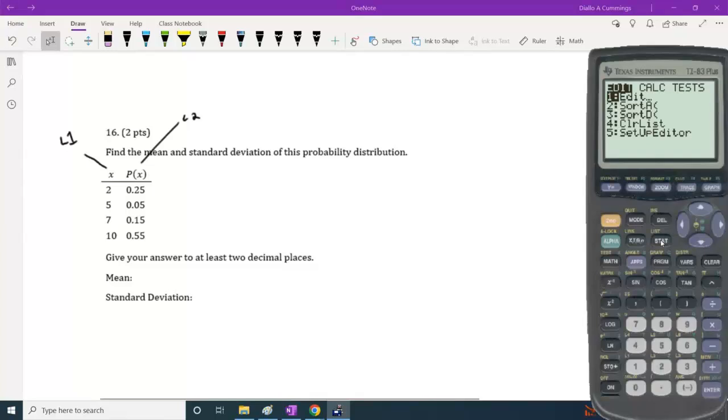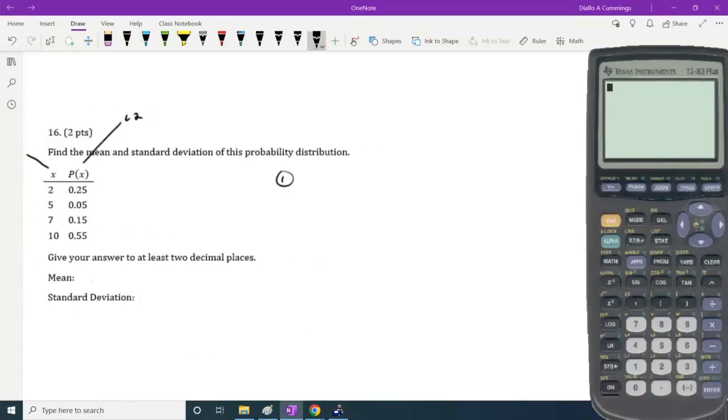So I'm going to hit Stat. I want to edit my list, so I'm going to choose that first option. I'm going to put my random variables in L1. So that's 2, 5, 7, 10. I'm going to put the probabilities in list 2: 0.25, 0.05, 0.15, and 0.55. I'm going to return to the home screen. So that's second, mode.